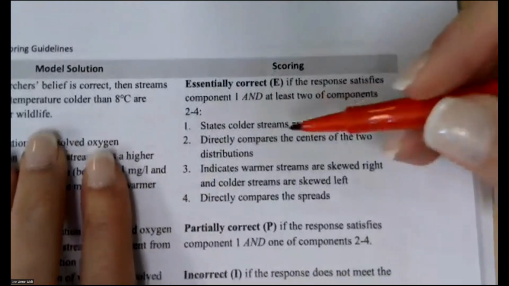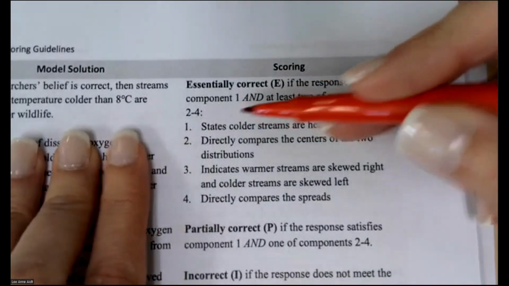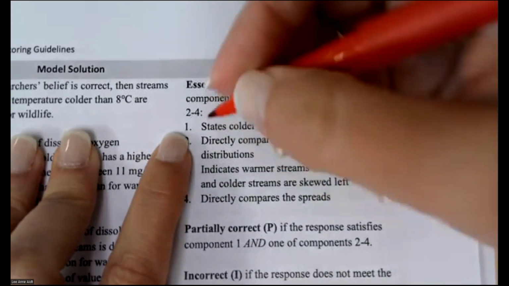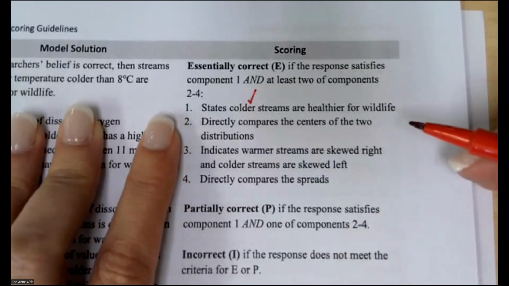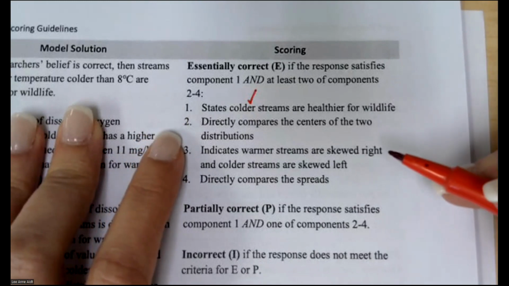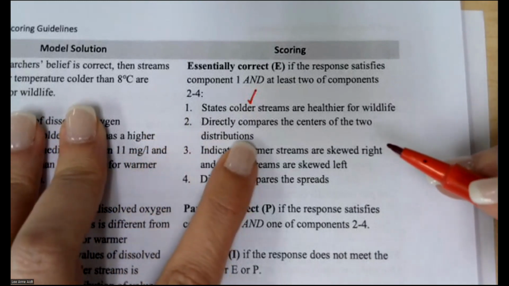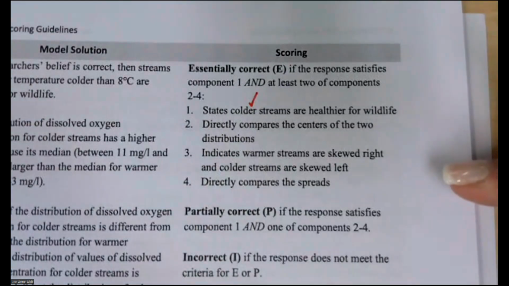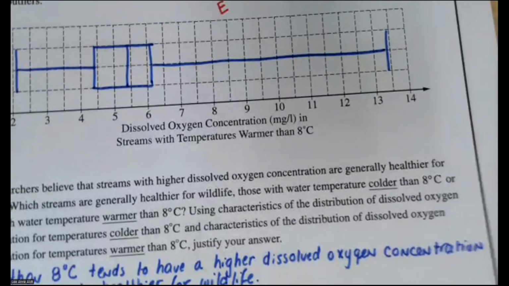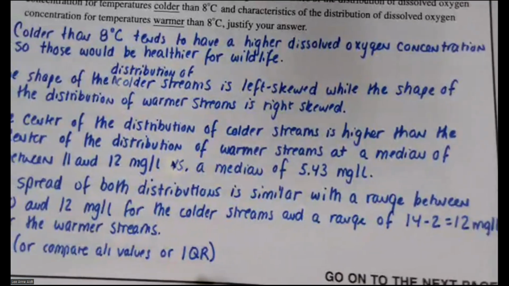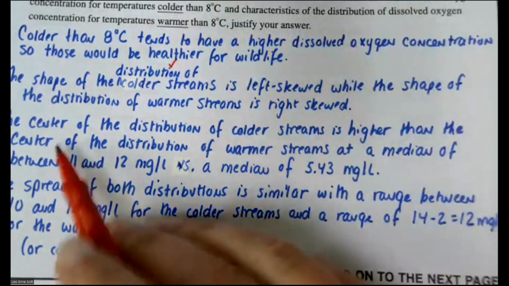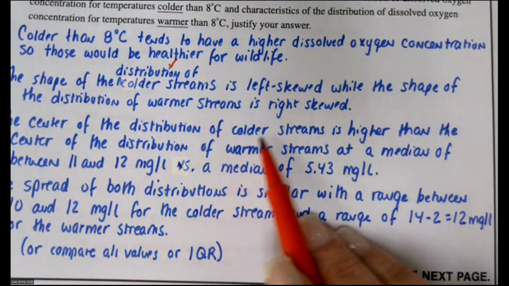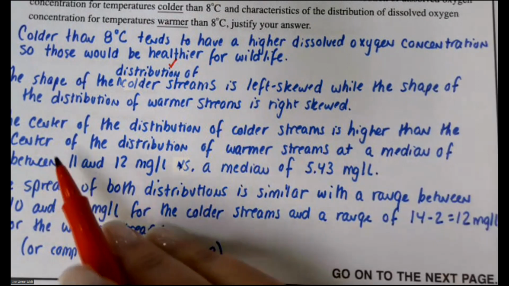Essentially correct if you have component 1 and at least 2 of the components 2 through 4. States colder streams are healthier. You have to say colder streams are healthier. Directly compares the centers of the 2 distributions. Okay, so what I mean by that is, colder streams are healthier. The center of the distribution of colder streams is higher.